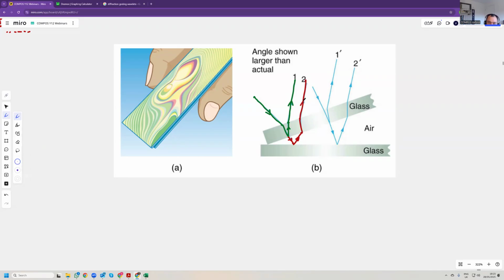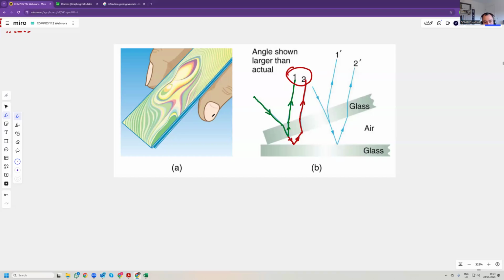And these two rays of light, one and two, are coherent. They have the same frequency, and they interfere, producing a maximum or a minimum or anything in between. It doesn't have to be a maximum or a minimum. But yes, you have interference between the two rays of light.